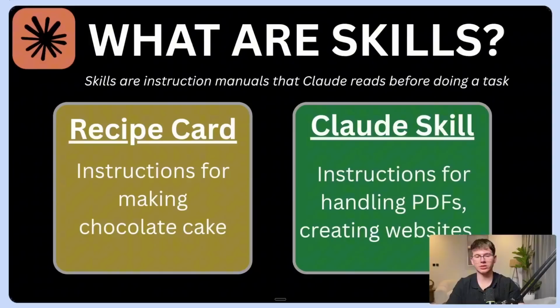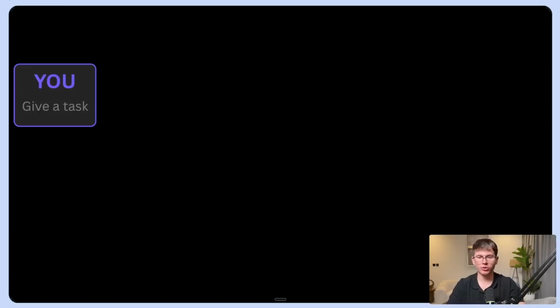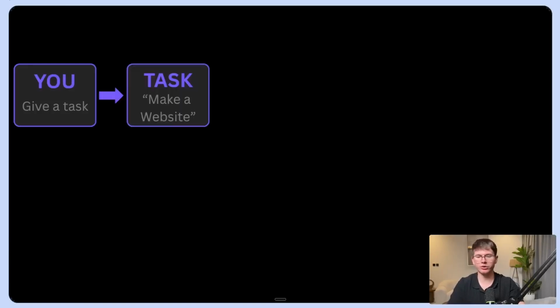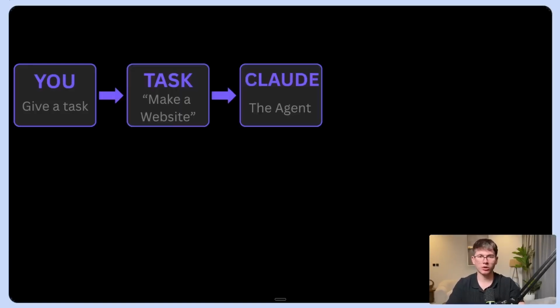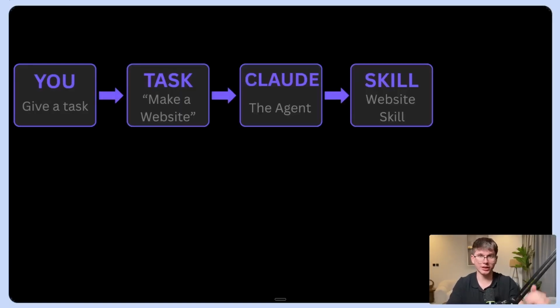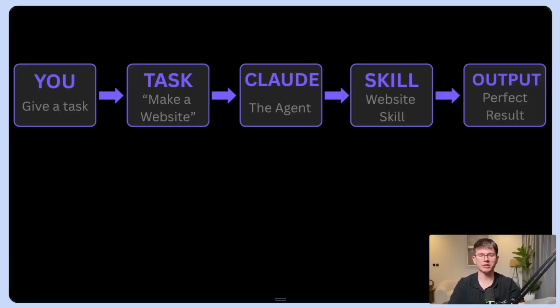Claude has Claude Code skills, which are instructions to handle PDFs, to create websites, to create presentations, and to do all those things. So when you give a task to Claude Code, let's say you say, let's make a website, Claude, which is the agent, goes to the skills and says, okay, which skill do I have to use? In this case, it will use the website skill, right? And it will use the website skill to give us a perfect result.